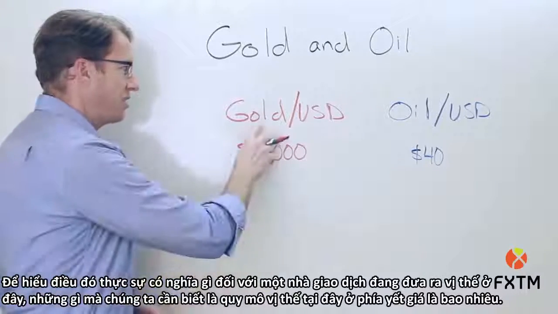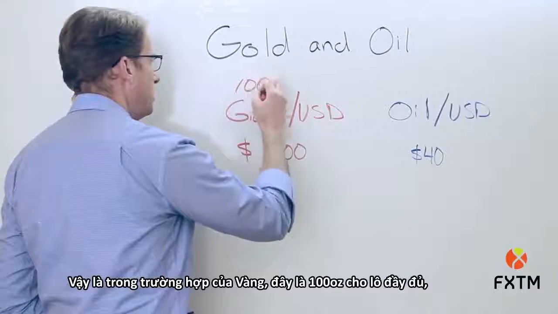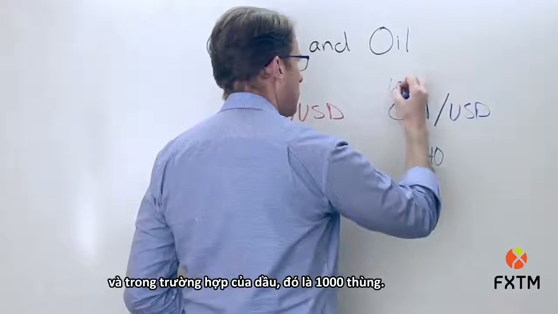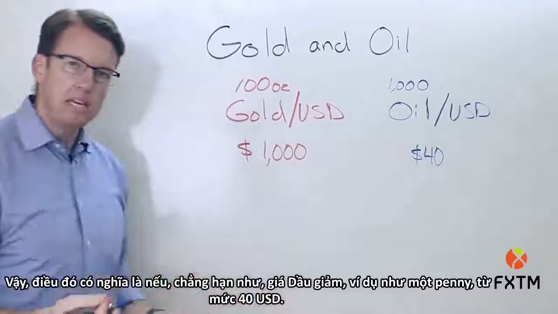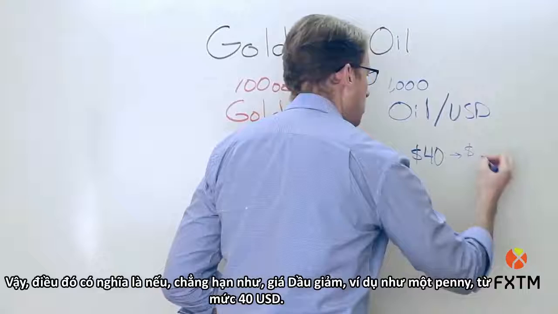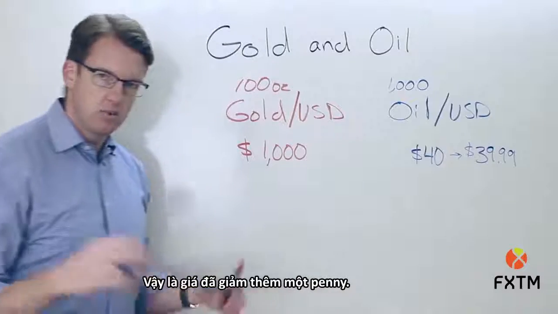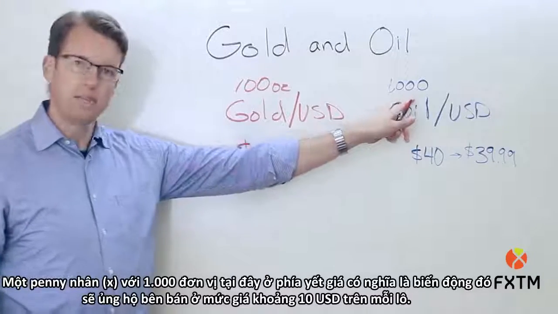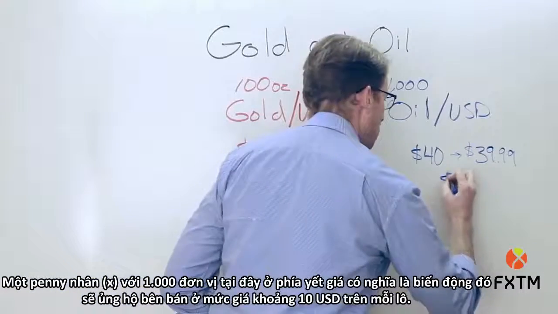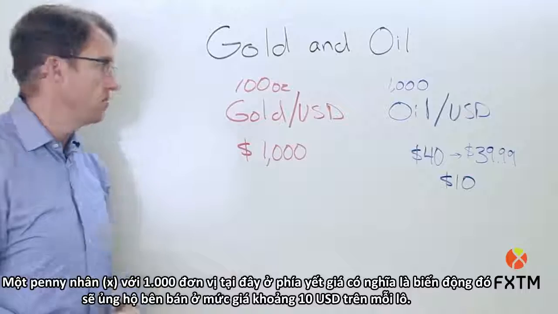Well, in order to understand what that actually means to a trader who's taken a position here, what we need to know is, what's the size over here on the base? In the case of gold, this is 100 ounces for a full lot, and in the case of oil, it's 1,000 barrels. So if oil were to go from $40 to $39.99 a barrel, it dropped by 1 penny. Well, 1 penny times 1,000 units on the base side means that move would be in favor of the short side to the tune of $10 per lot, or of course adverse to the long side for $10.